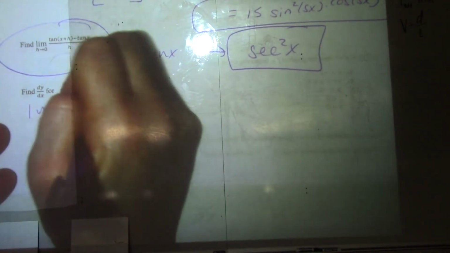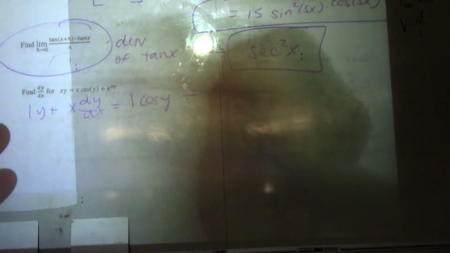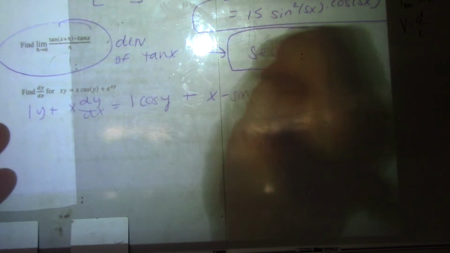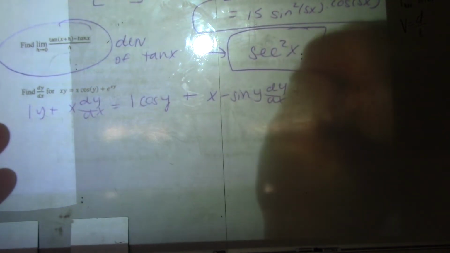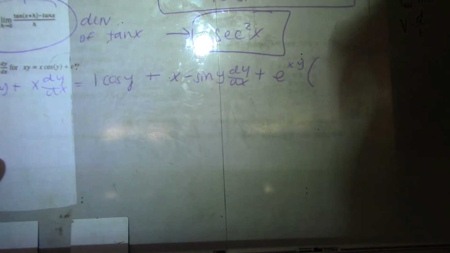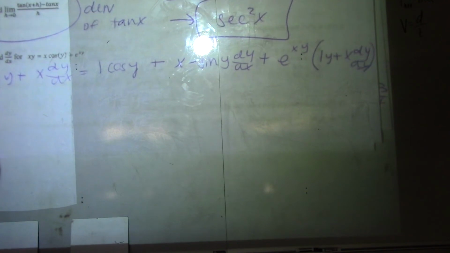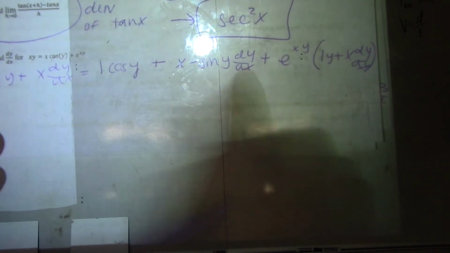Here we got to use product rule, so 1y plus x dy/dx equals 1 cosine y plus x negative sine y dy/dx. Oh my god, I made this nasty. e to the xy, now I need to use product rule, 1y plus x dy/dx. Oh dear. Let's get all of the dy's over.